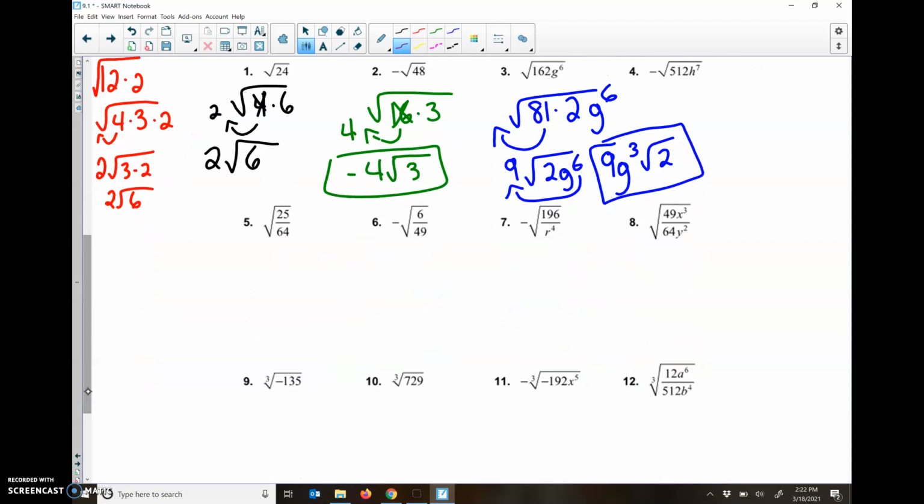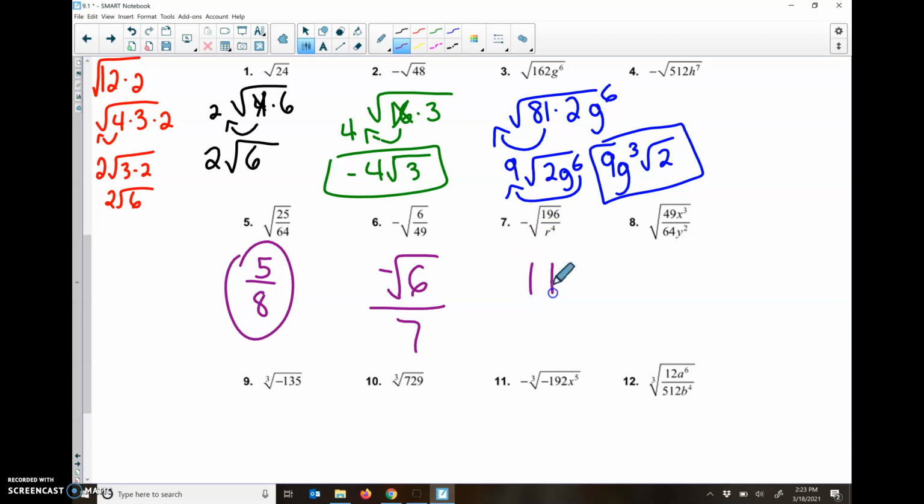Okay. If we go to these fraction ones, they look hard, but they're not. You're really just taking the square root of the top and the square root of the bottom. So square root of 25 is 5, square root of 64 is 8, so the square root of 25 over 64 is 5/8. Square root of 6, we can't simplify, but I can simplify the square root of 49. So I'm going to leave the square root of 6, and then square root of 49 is 7. So square root of 6 over 7. And then square root of 196 we know is 14.